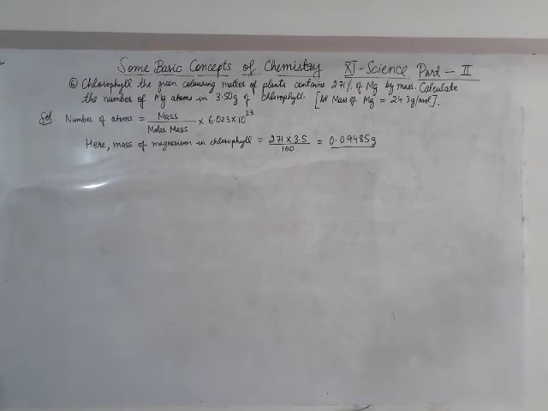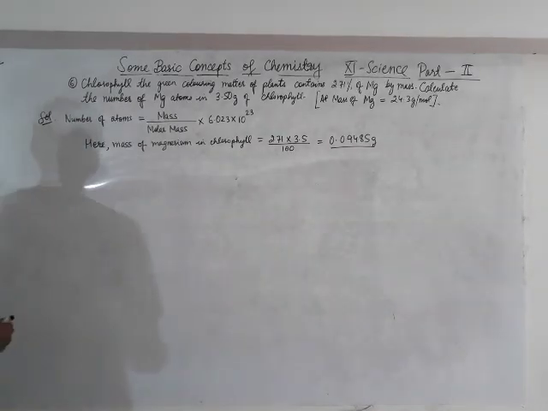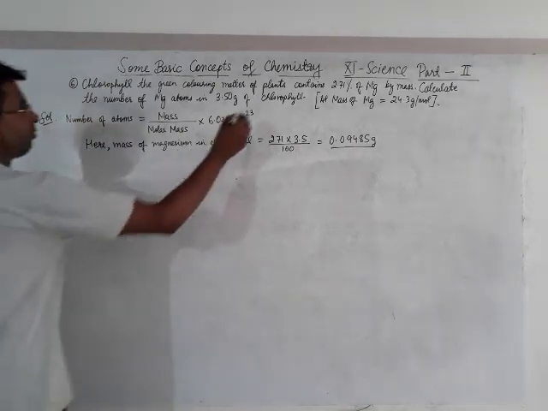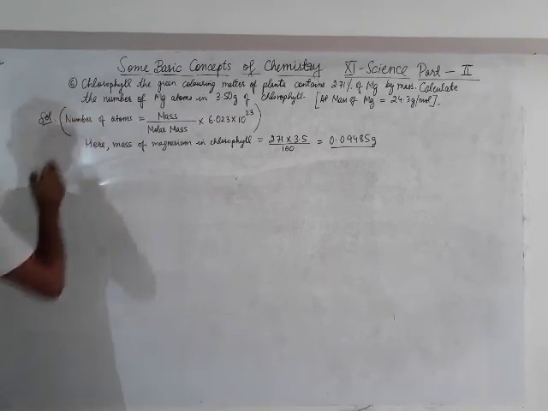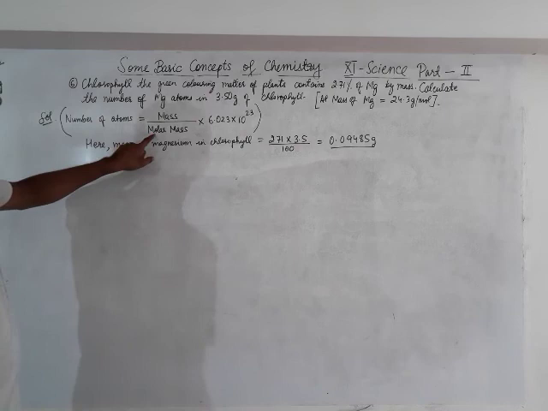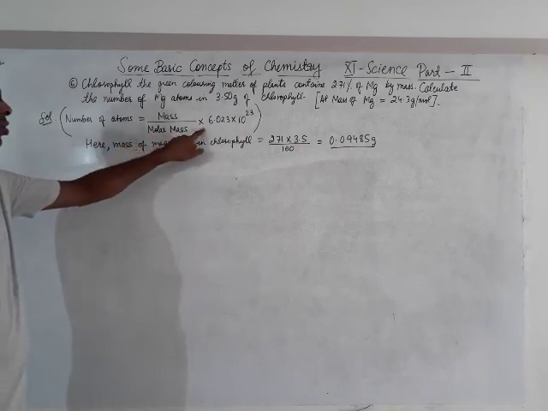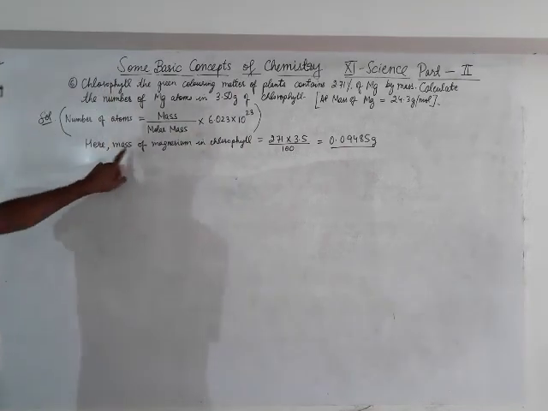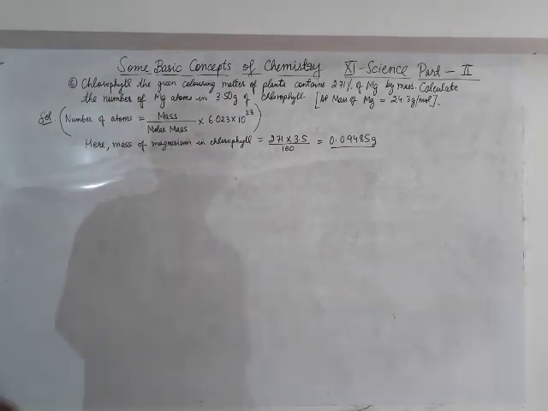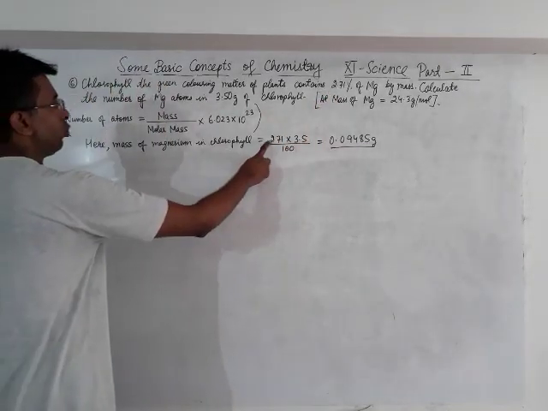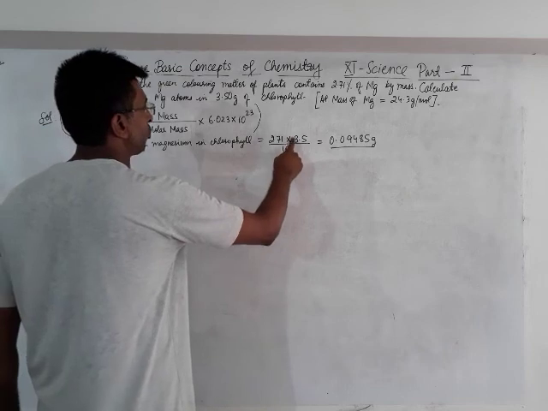Okay, now look at the solution part for this question. You must have finished copying the question. For this question, to find the number of atoms, remember this formula. The number of atoms is obtained by mass divided by molar mass, multiplied by Avogadro's number, 6.023 into 10 to the power 23. Here, the mass of magnesium in chlorophyll is given as 2.71%. So that is why 2.71 divided by 100 into 3.5 gram.